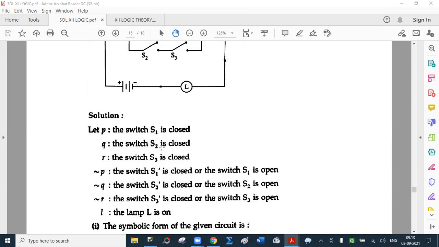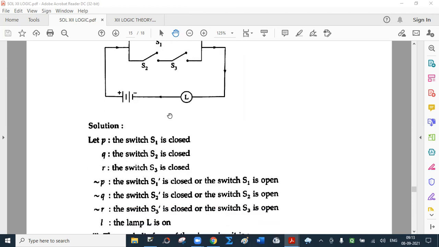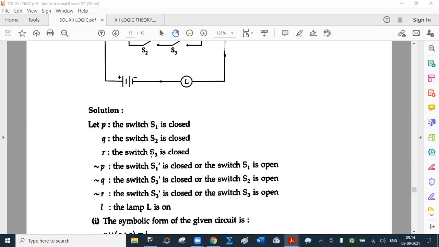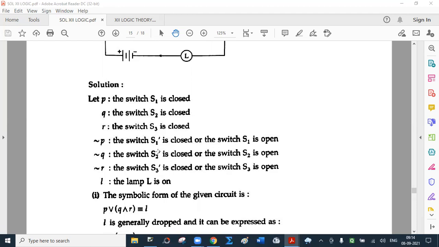See, in the exam, you have to write this. Many students say, sir, this is simple, S1 or in bracket S2 and S3. You won't get marks for that. These are the switches. So first you have to say, let P, Q, R denote the switches S1, S2, S3 are closed respectively. Then you have to mention not P, not Q, not R. And what does small L stand for? The lamp L is on.